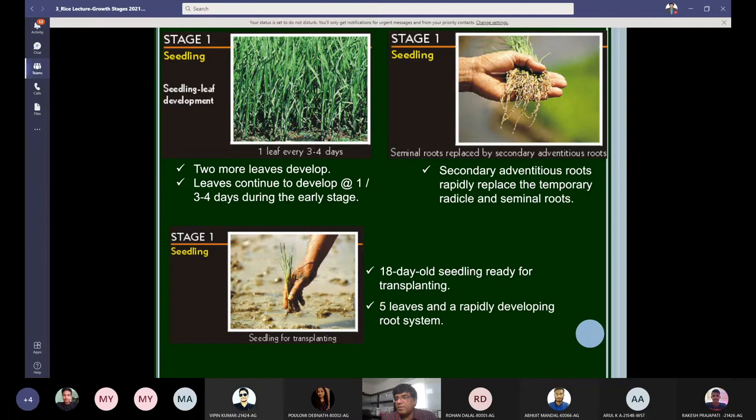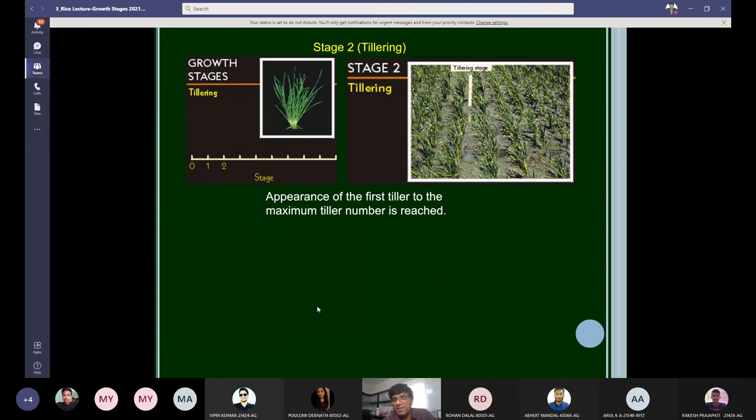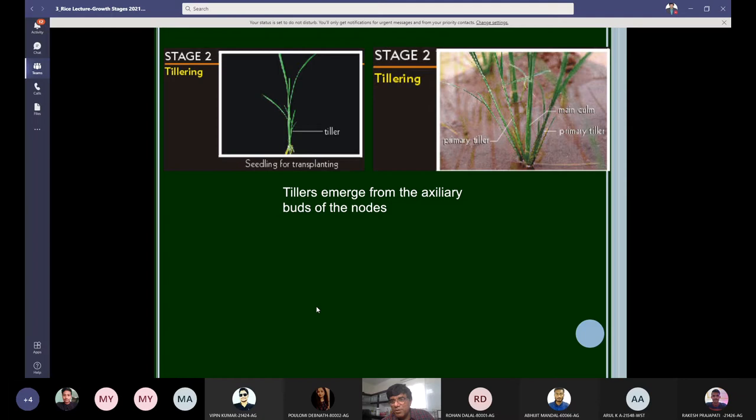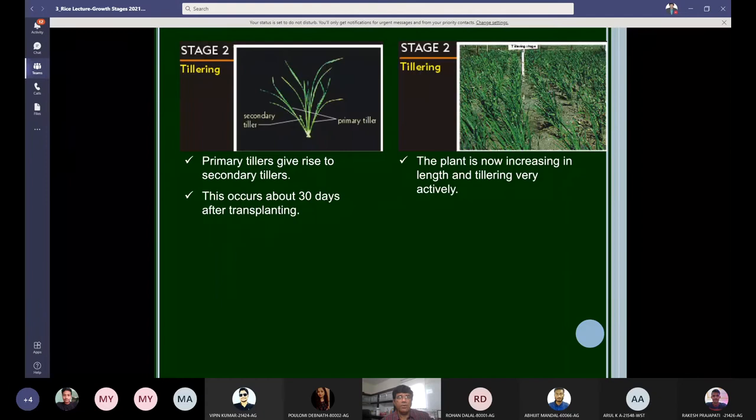Now you see, after the seedling, the next stage is tillering, numbered stage 2. Tillering means the appearance of the first tiller until the maximum tiller number is reached. So tillering happens starting from the appearance of the first tiller to the maximum tiller stage, or normally we call it the maximum tillering stage. Tillers emerge from the axillary buds of the nodes. You have seen nodes, every node has a bud that can develop into a leaf or into a tiller. So tillers emerge from the axillary buds or side buds on the node.